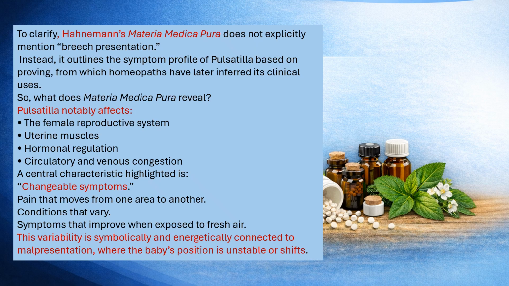In Hahnemann's Materia Medica Pura, it is not indicated for conditions like breech presentation, but he noted that it works on the female reproductive system, uterine muscles, hormonal regulation, circulatory and venous congestion, and mainly the changeable symptoms. Thus, according to the principles described in Materia Medica Pura, Pulsatilla acts as a gentle yet powerful remedy in pregnancy-related conditions, especially when malpresentation is associated with weak uterine action and the characteristic Pulsatilla constitution.